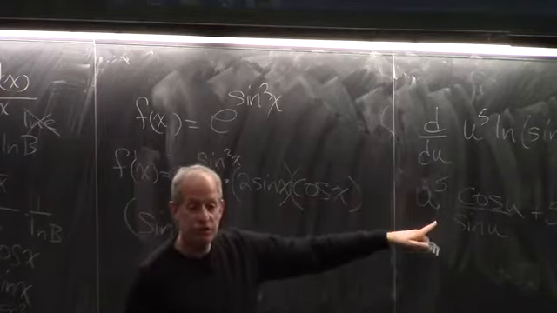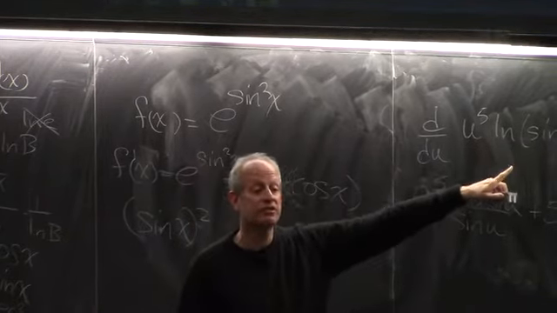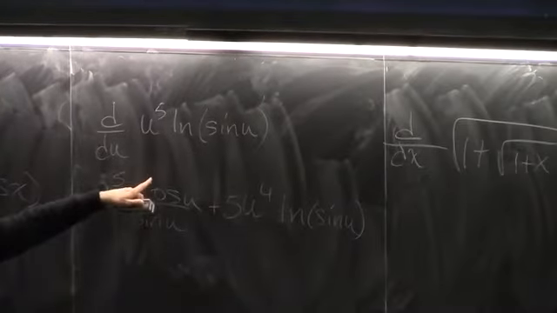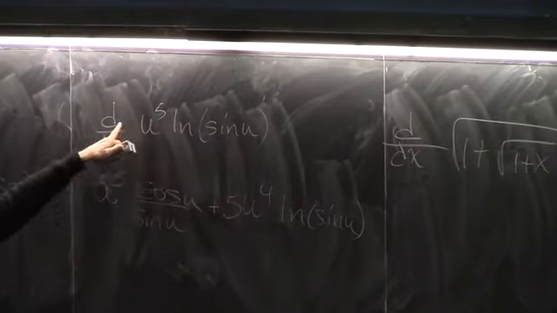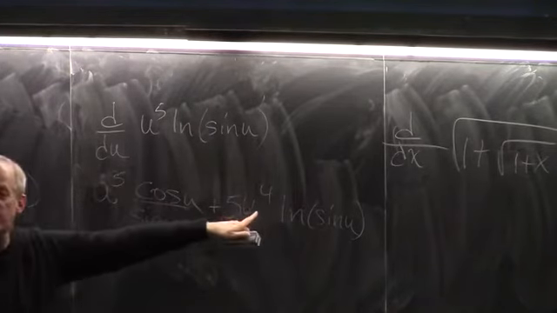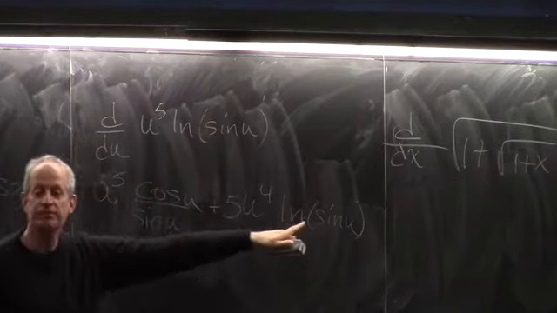Okay. So here, u to the 5th. The derivative of the natural log of sine u is sine on the bottom, cosine on top. Plus, reverse order. Derivative of u to the 5th is 5u to the 4th. Log of the sine of u.